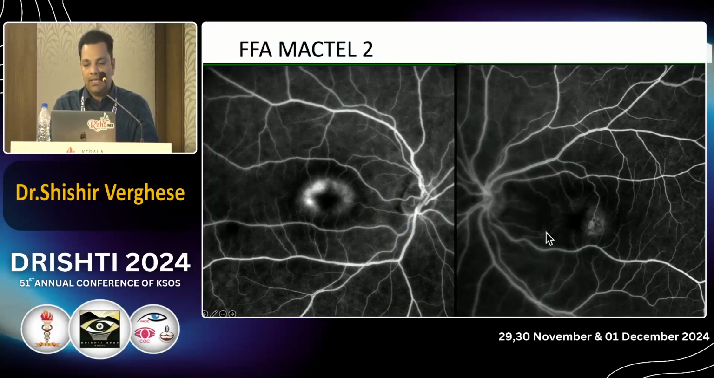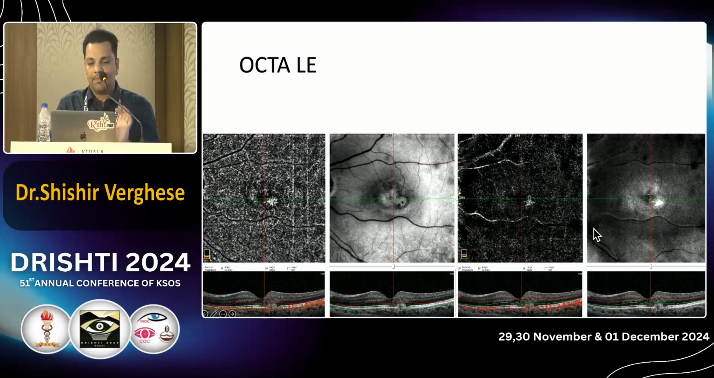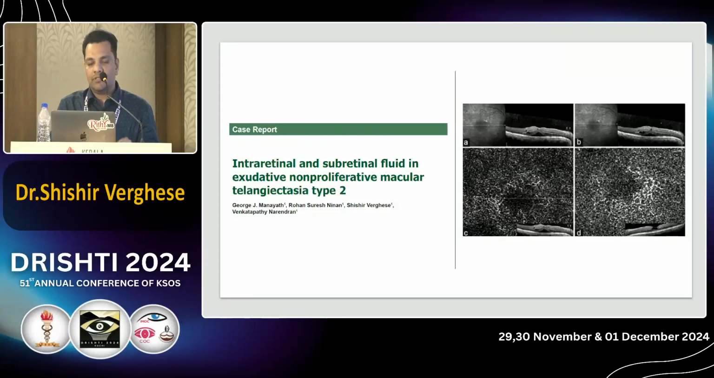And when you do the angiography, you get the classic features of MACTEL, which is the hyperfluorescence all around. And then on the angiogram also, you get the small localized hyperfluorescence there. And when you do the OCTA, you get this network there. So this is nothing but MACTEL2 with a choroidal neovascular membrane or a CNV. And since there is no subretinal fluid, you just need to observe. You don't need to treat or inject any anti-VEGF.